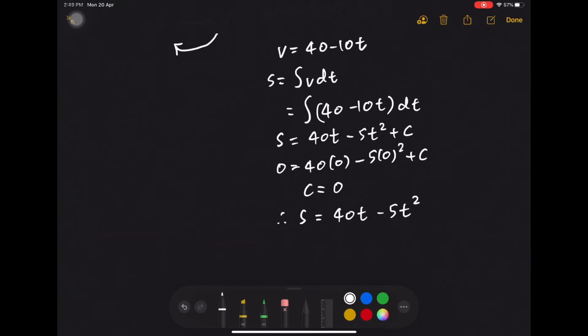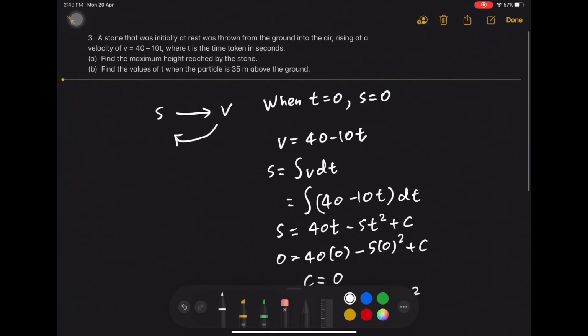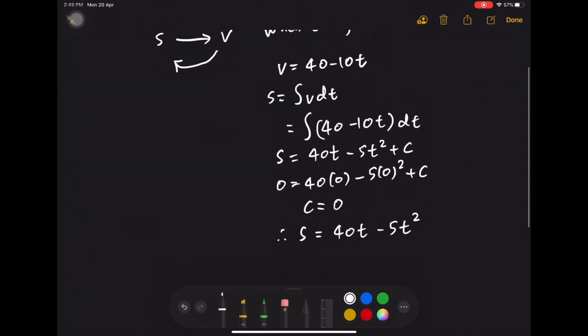So we get our equation for my displacement. Now, before we solve this, we are asked to find the maximum height reached by the stone. And there's another clue there.